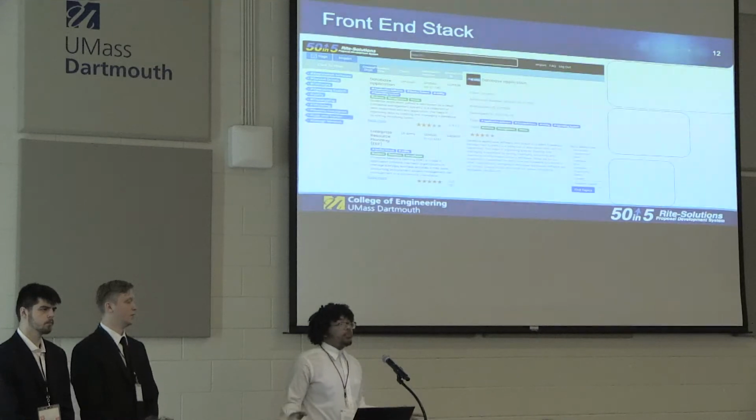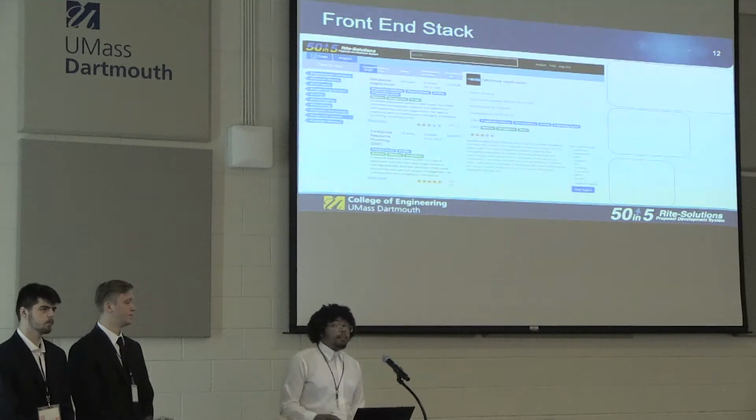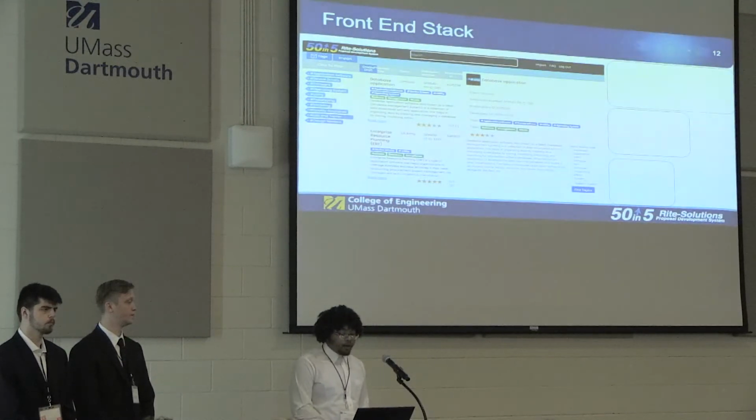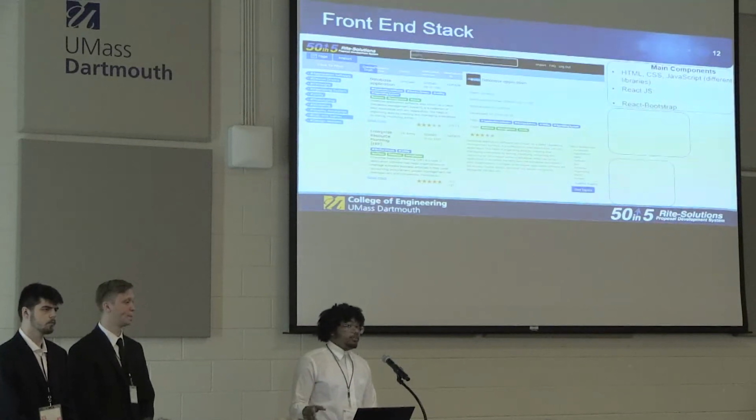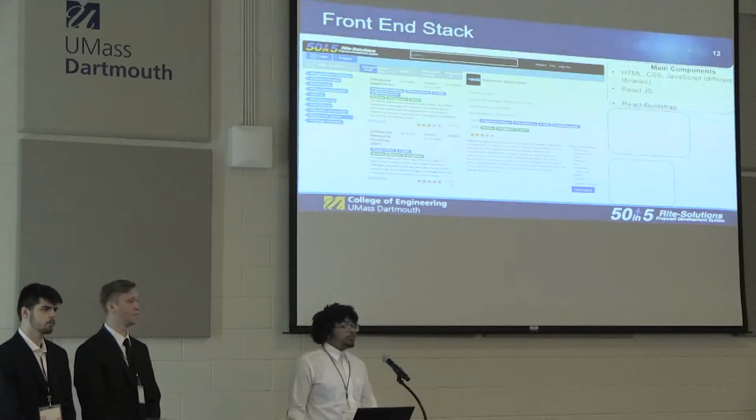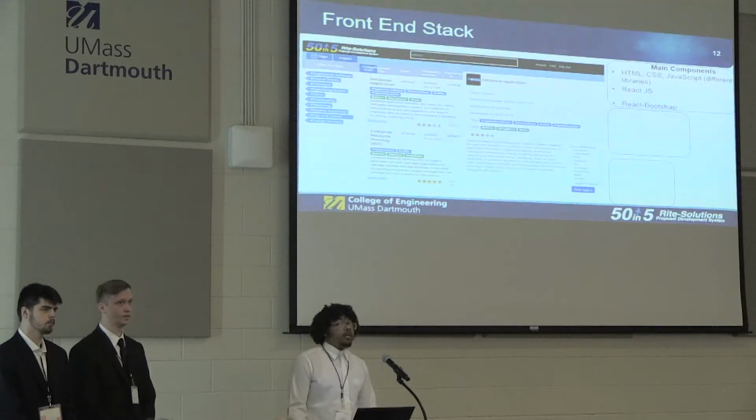So our front end stack is broken into 3 different parts: main components, API endpoints, and data fetching. So for the first part, we have main components. HTML, CSS, and JavaScript, different JavaScript libraries, are all responsible for how the front end looks right now. Now, the most important JavaScript library being React.js.